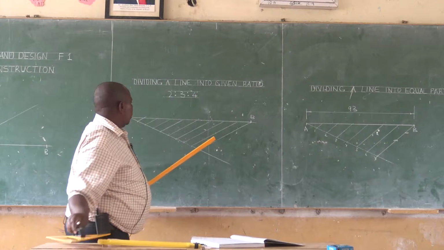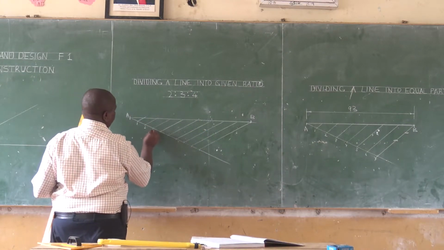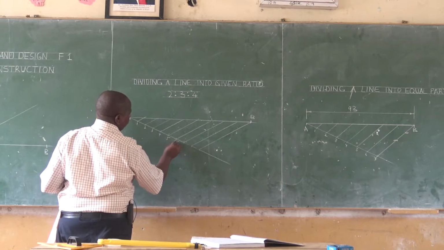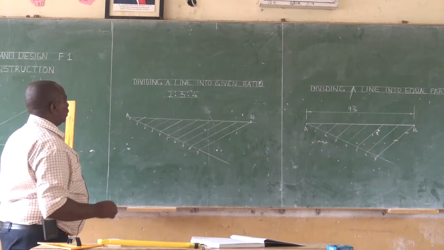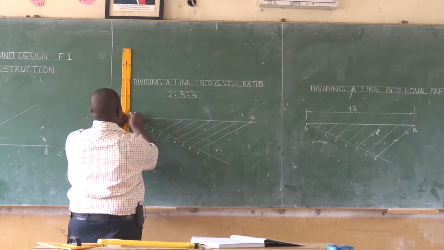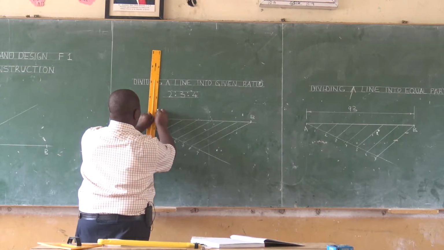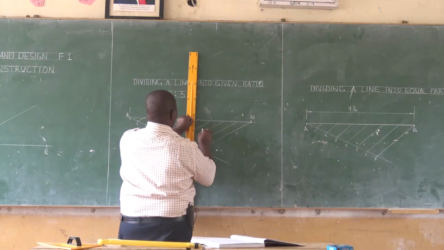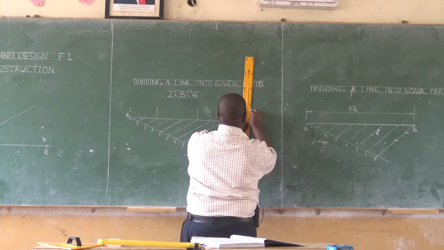Good. So our relations are again 1, 2, 3, 4, 5, 6, 7, 8, and 9 being the total. So our relation was to divide our line into 2, then 3, then 4.